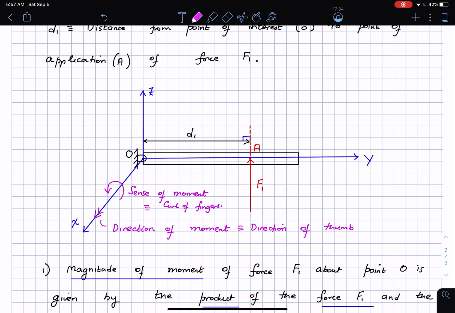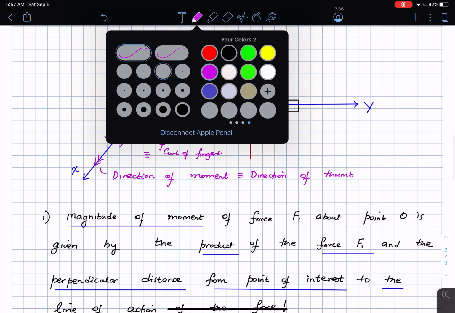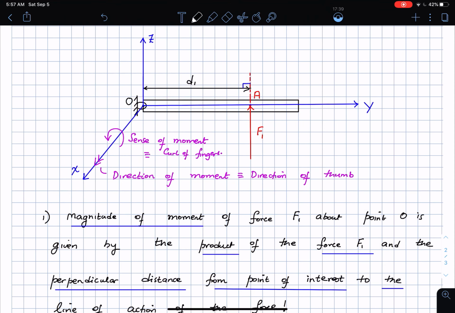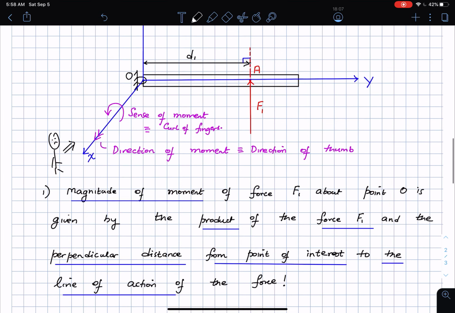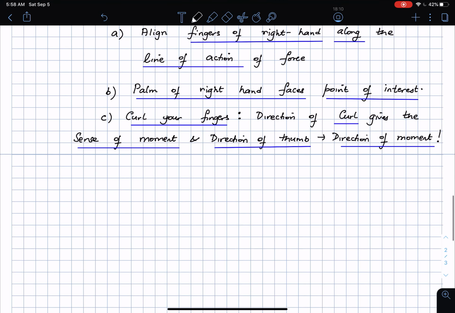Okay, and what is the meaning of the sense of the moment? The idea is the following. If I were a person, so let me take this x-axis and put it down here, if I were a person who was standing, let's say here, and watching what is going on, the sense of the moment will tell me, according to me, is the moment clockwise or counterclockwise? The direction of the moment will tell me, is the moment directed towards me or away from me? So I'm going to write that down here before I end this particular concept talk.